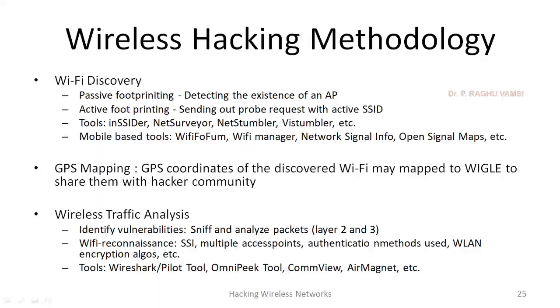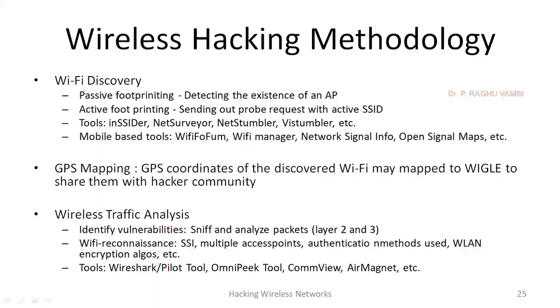Most of the operations will be performed at layer 2 at the time of probing. When data communication takes place, then the IP address may come into the picture. So the first thing is identifying the vulnerabilities, especially by connecting at layer 2, that is, sniffing and analyzing the packets. Next one is Wi-Fi reconnaissance.